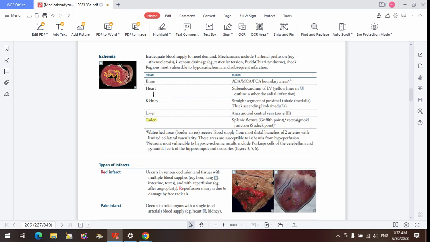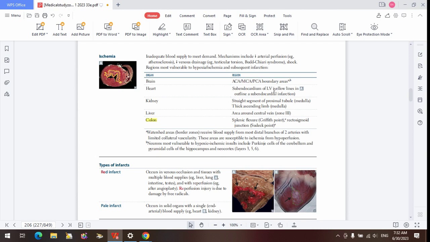Another example is the heart, but this one is not working by the principle of watershed. The part of the heart that suffers ischemic or infarctive damage first is the subendocardium of the left ventricle. Why? The right ventricle and some other portion of the left ventricle predominantly get their blood during diastole and systole. So when the heart is contracting, the coronary arteries are still getting some little blood to supply the major areas like the epicardium and the myocardium.